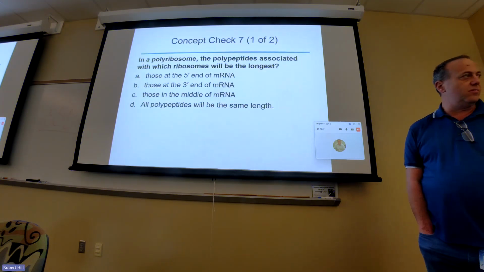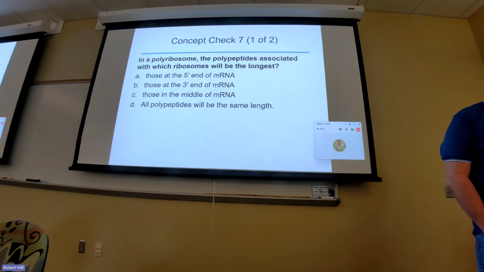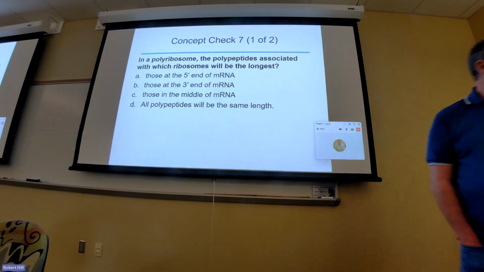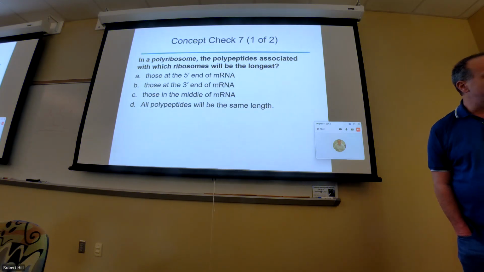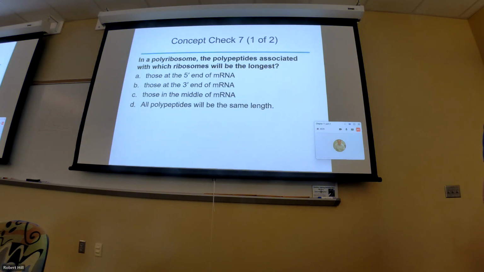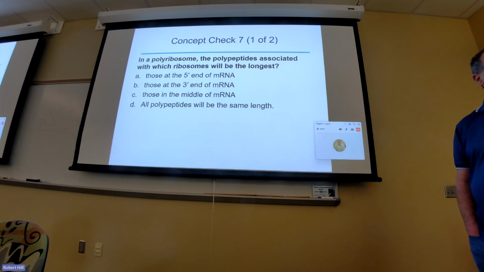All right, in the polyribosome, the polypeptides associated with which ribosome are longest? What do you think? Yeah, very good. 3'.